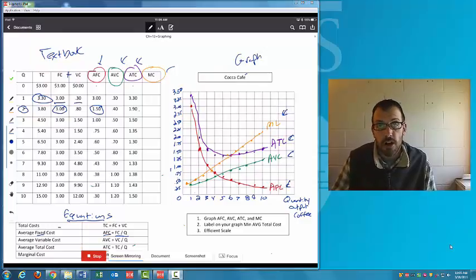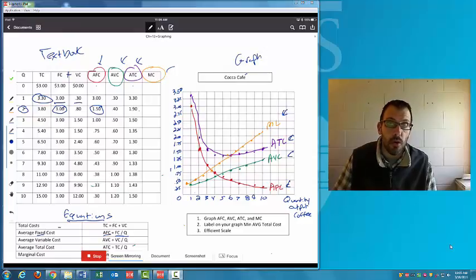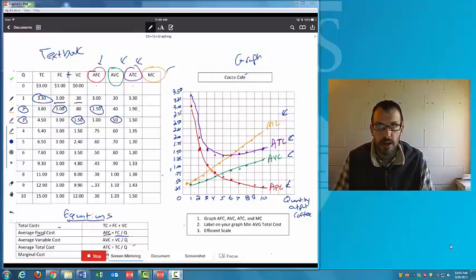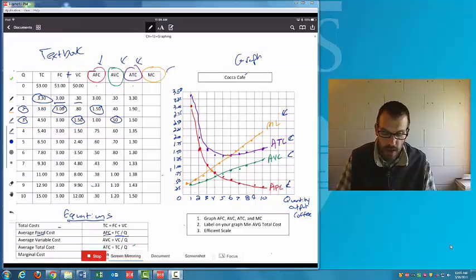The average variable cost is going to be your variable cost divided by your quantity. So we have our variable cost here, $1.50, divided by our quantity of 3, which gives us 50 cents. The next one is our average total cost.